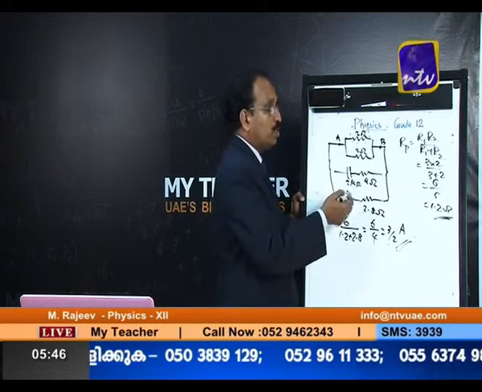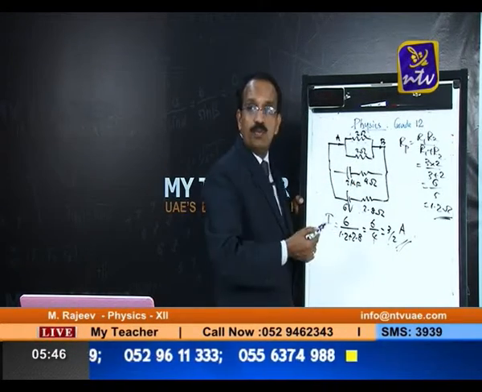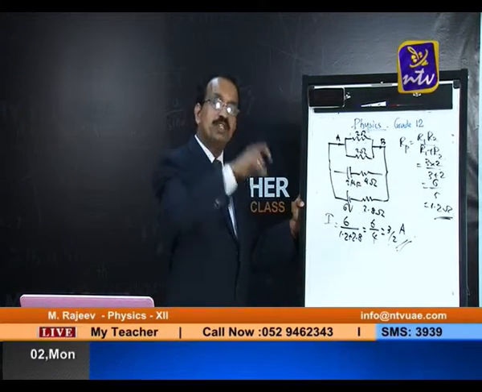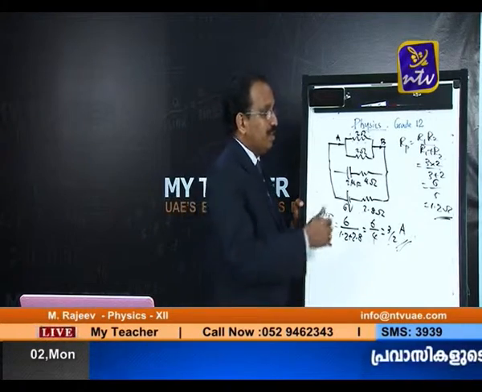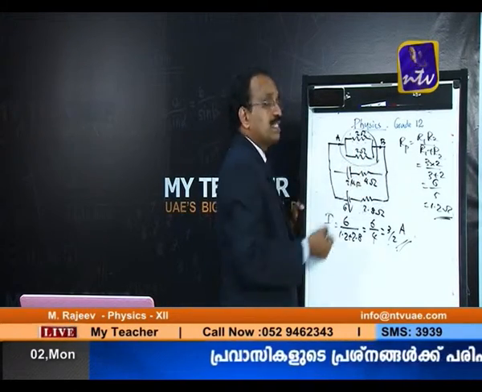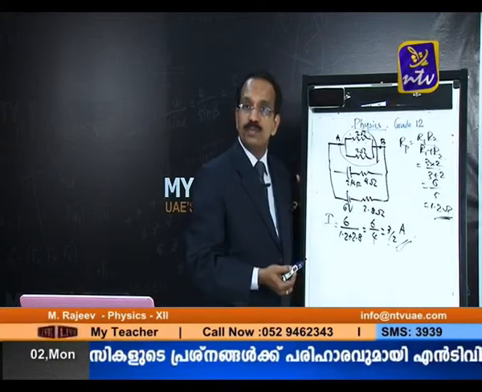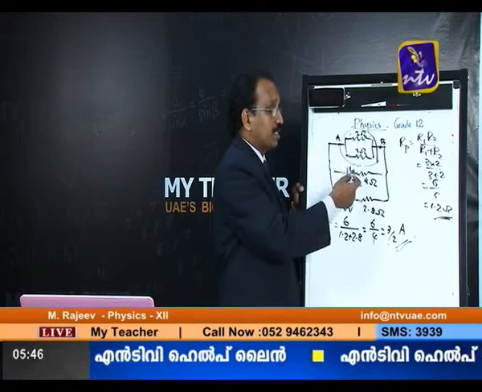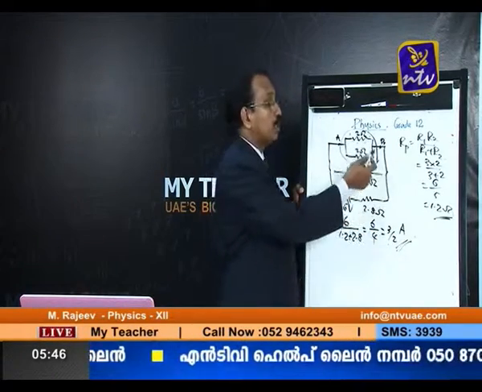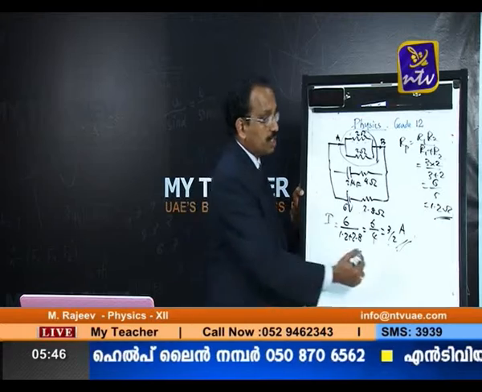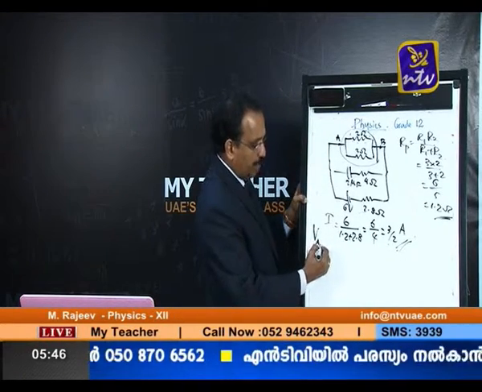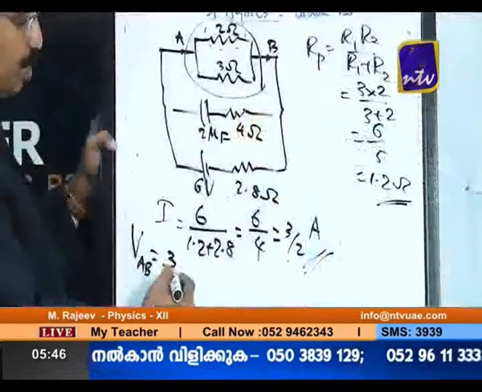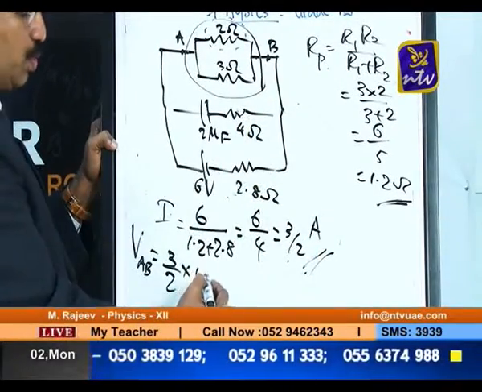Current through 2 ohms. So, but to find the current through 2 ohm, we need to find out how much is the potential difference across 2 ohm. How to calculate potential difference across 2 ohm? This as a whole, how much is the resistance? We calculated, that is 1.2. Correct? 1.2 ohm is the total resistance. If you know the total resistance and you know the total current, we can find the total potential difference across this. So the potential difference between A and B, let me write it as VAB. Potential difference between A and B is what? The current, that is 3 by 2 multiplied by the total resistance, which is 1.2.